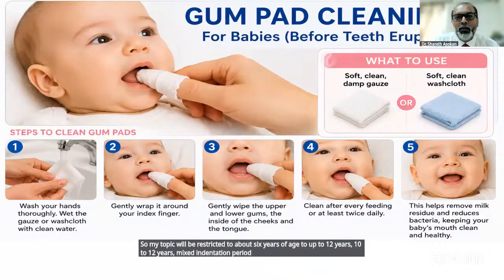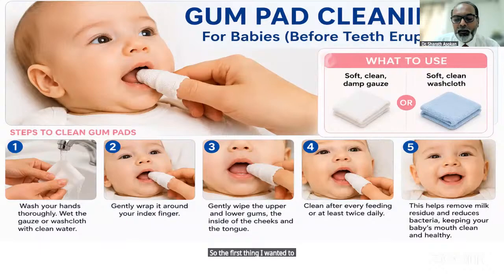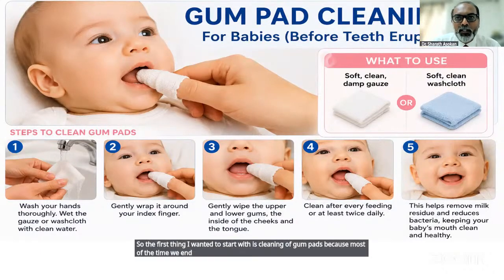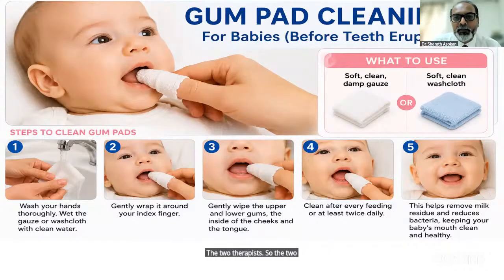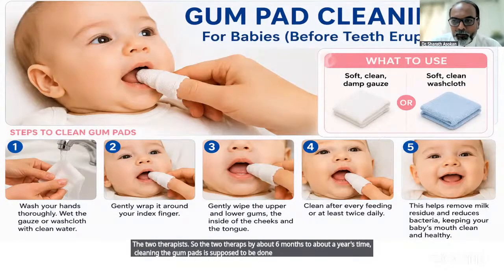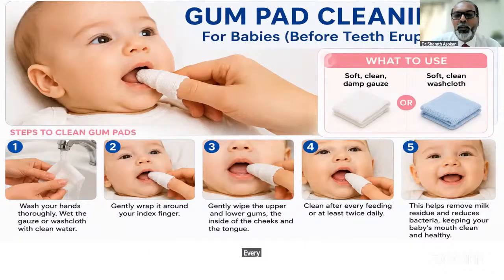The first thing I wanted to start with is cleaning of gum pads, because most of the time we end up thinking that brushing starts after the tooth erupts. So the tooth erupts by about 6 months to about a year's time. But cleaning the gum pads is supposed to be done after every feeding, even from the first week of life.